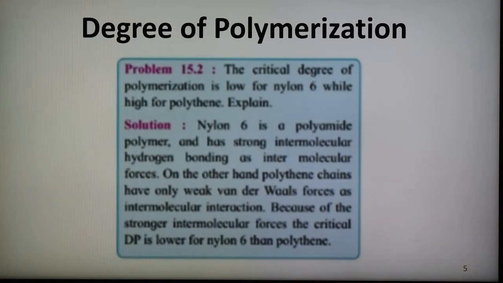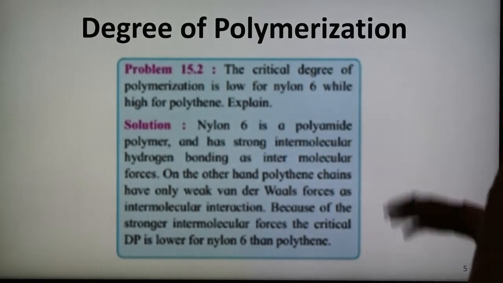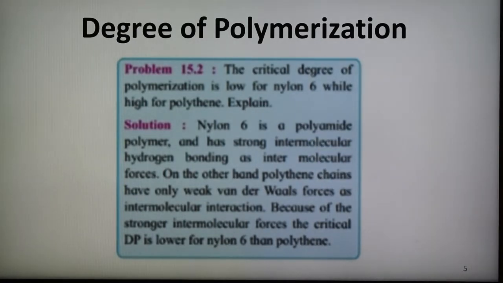And we have already seen that hydrogen bonding also affects the degree of polymerization. So nylon 6 is a polyamide polymer, and it has strong intermolecular hydrogen bonding. As we know, a hydrogen bond is formed between a hydrogen atom and a highly electronegative element. So in case of nylon 6, there is strong intermolecular hydrogen bonding present as an intermolecular force.